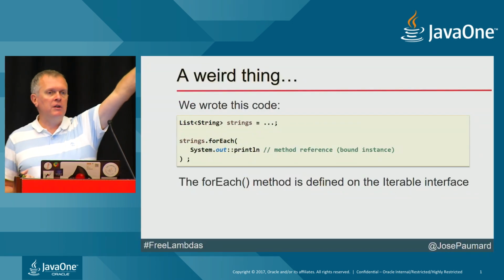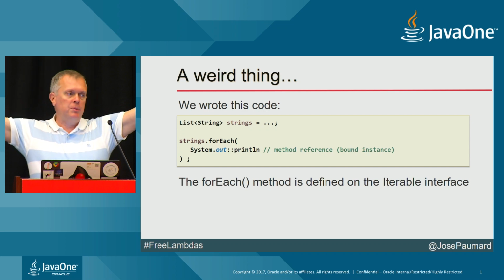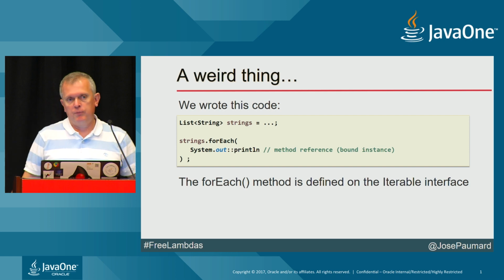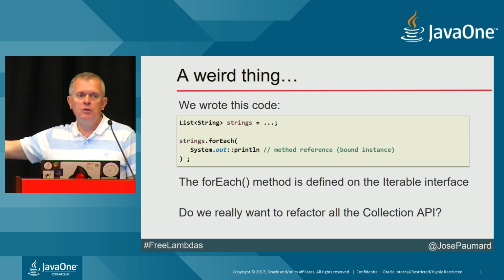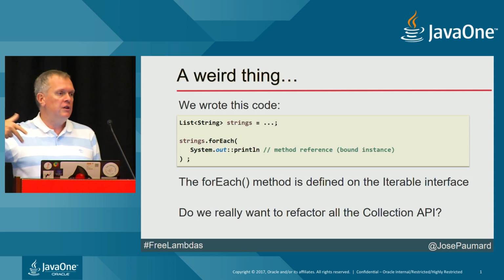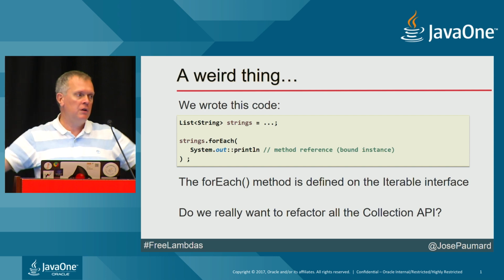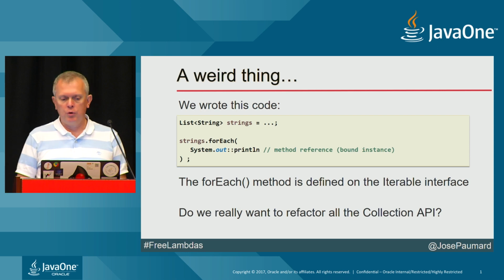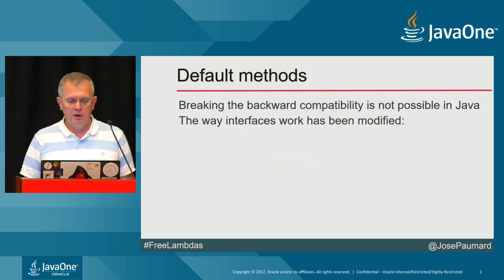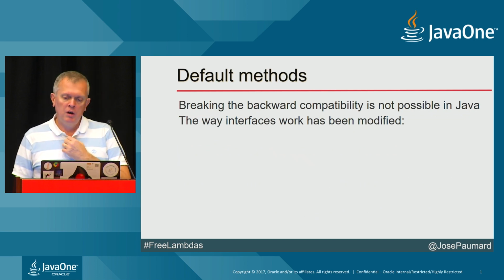So adding a method in an interface, of course, implies that all the implementations of that interface should be updated for the code to work. And of course, it would have meant to refactor all the collection API and all the existing implementations of Iterable. Iterable is the root interface of all the collection hierarchy. So it would have required to update all the code around, which would not have been possible, of course. It would have broken the backward compatibility of the collection framework, which is not possible. It's a no-go in Java to do this kind of thing.